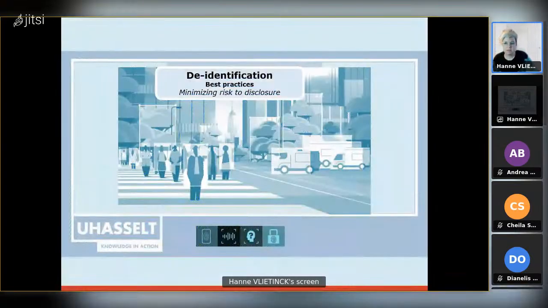Okay, then we can start already with the second part, and this is going to be about personal and sensitive data and best practices in it, and how to minimize the risk of disclosure.